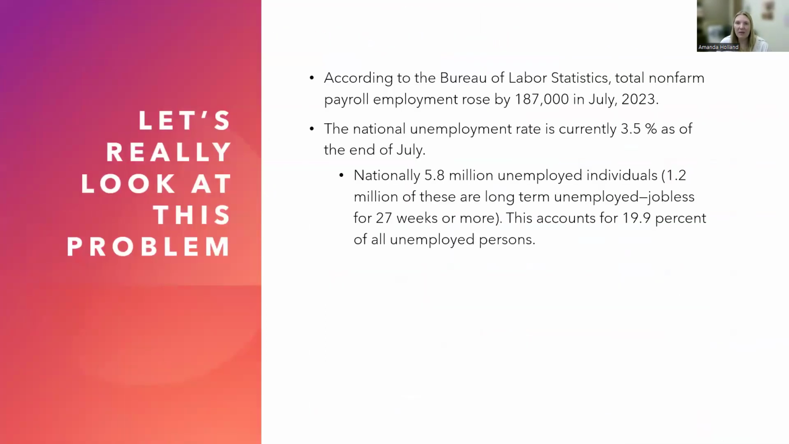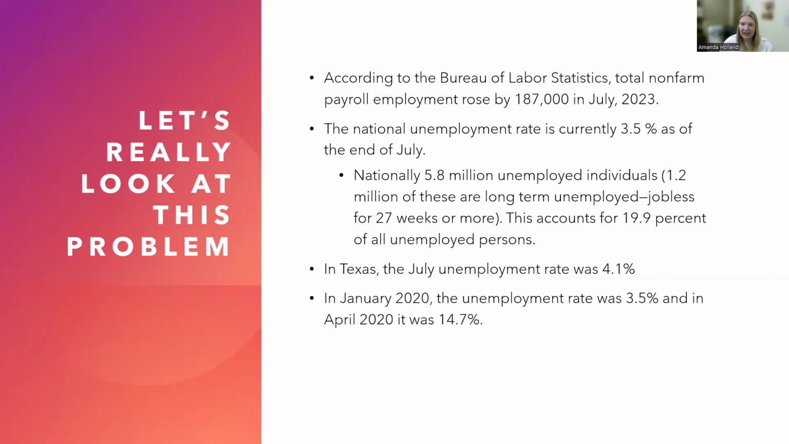So let's think about this problem. According to the Bureau of Labor Statistics, total non-farm payroll employment rose by 187,000 people in July of 2023. The national unemployment rate, this is for last year, was 3.5% as of the end of July. Nationally, 5.8 million unemployed individuals, and it accounts for 19.9% of all unemployed persons. In Texas, that July number last year was 4.1%. So these are going back to July of 2023, but these are fairly consistent over time.